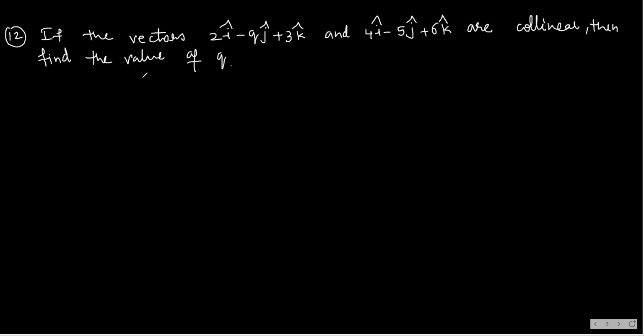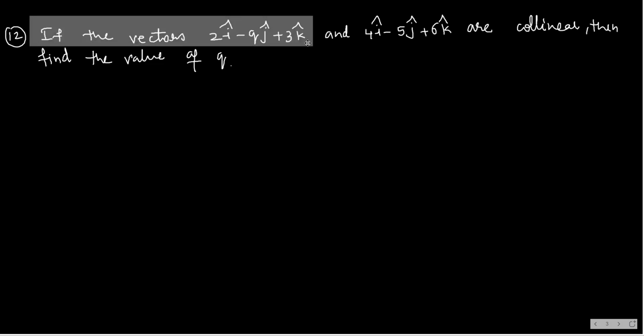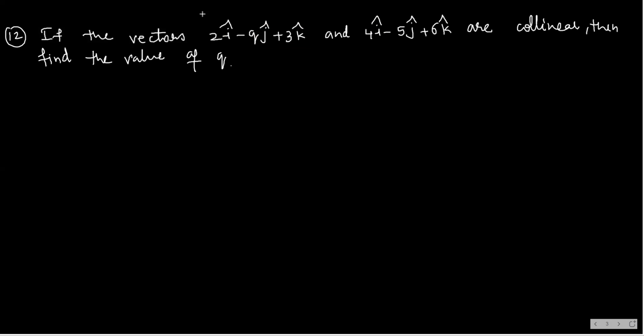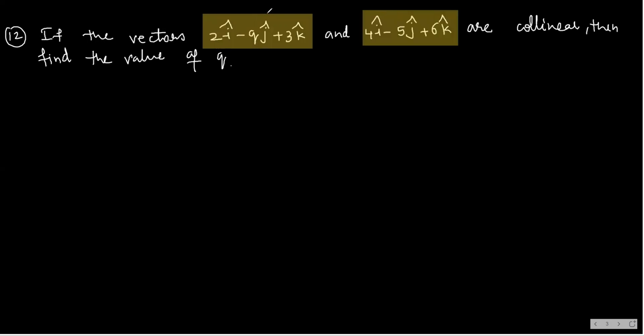Now, going ahead on the same concept, we have another question, that is number 12. See, what does it say? It says if the vector 2i cap minus qj cap plus 3k cap, and another vector 4i cap minus 5j cap plus 6k cap are collinear, then find the value of q. What is q? Q is unknown. So we are given two vectors here, and we are told that these two vectors are collinear.